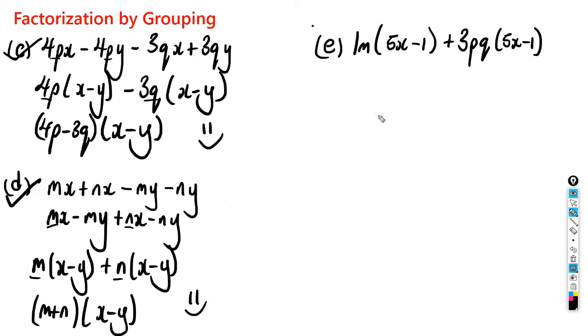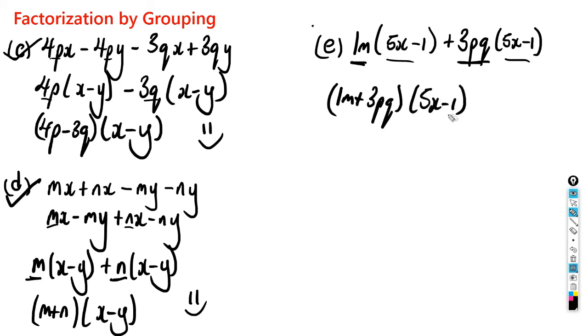All right, guys. So for this one here, we already have the question in the state where we can put these two in brackets. So we're going to get lm plus 3pq in a bracket. Then we can put the common factor there, which is 5x minus 1. And we've already factorized by grouping here because we didn't have to group the like terms. They already did it for us from the beginning.